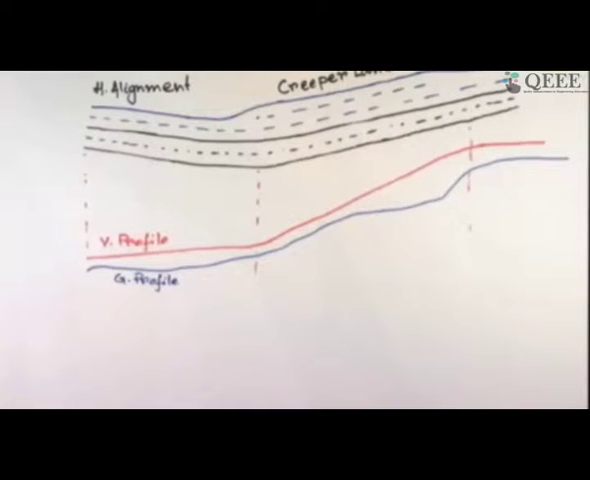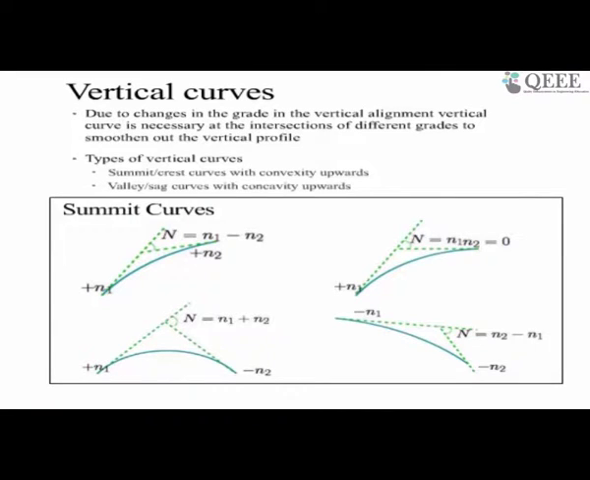Now we'll move on to today's lecture, which continues from the gradients we discussed. The gradients are going to change from one location to another, and as it changes at the transition, we cannot just leave it like that, otherwise it is going to look kinky. So we need to incorporate a curve to smoothen out that kink. If you just leave it like this, here is the kink you can see. To smoothen it out, we create a curve. So this becomes a vertical curve.